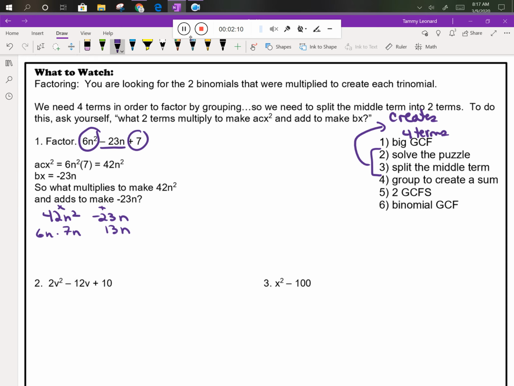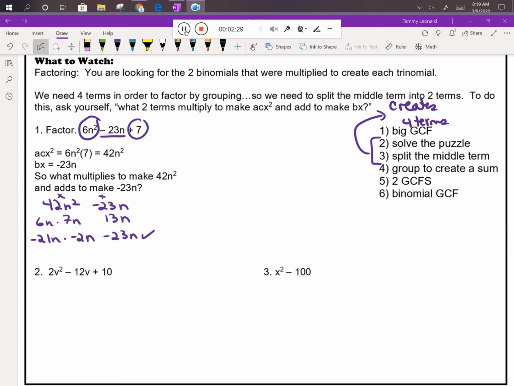42 is also divisible by 21. So a negative 21n times a negative 2n would give me 42n squared. If I add those together, I get the negative 23n I'm looking for. So that seems like the pair I want. So that was step 2, solve the puzzle.